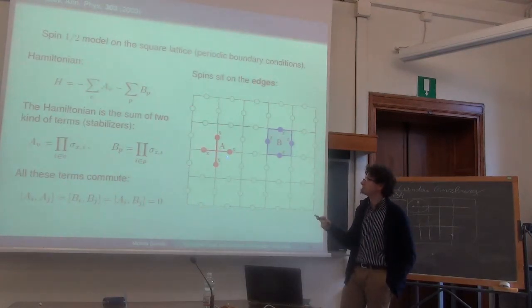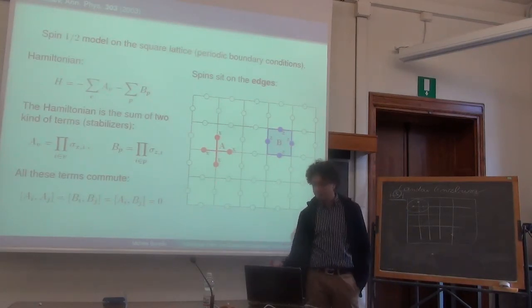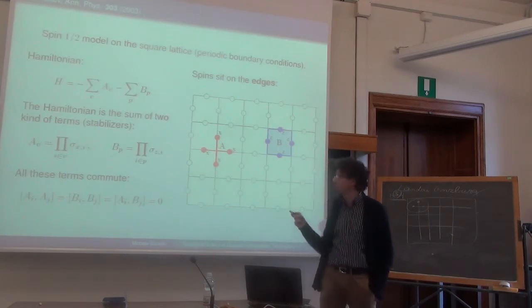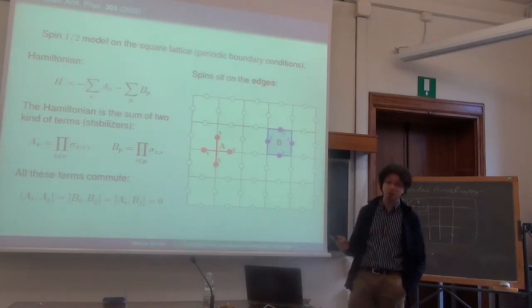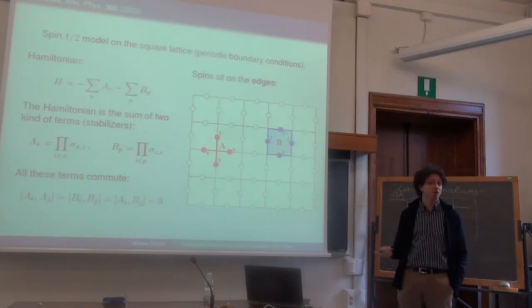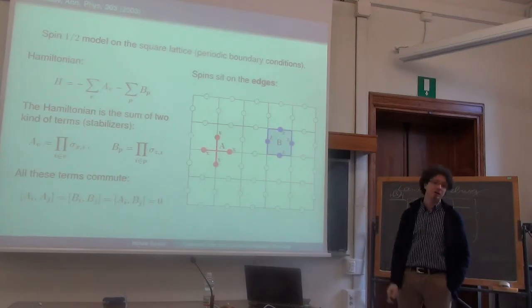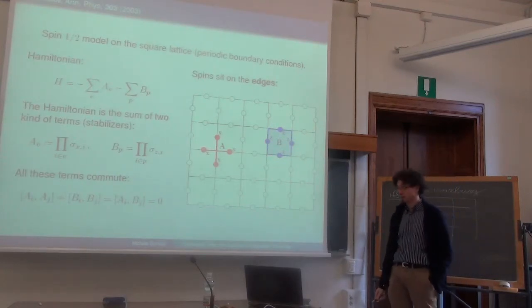Well, we will see that it corresponds to looking essentially at the presence of a charge in this vertex or the absence of a charge. And the second term instead, I call it B or plaquette term, is the product of 4 sigma z operators on the 4 spins surrounding a single square plaquette.